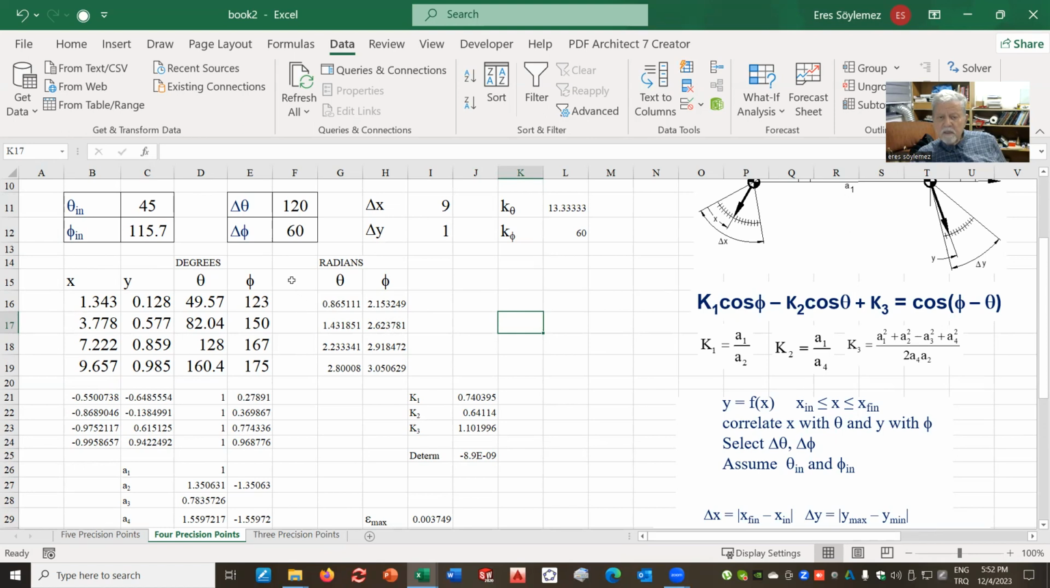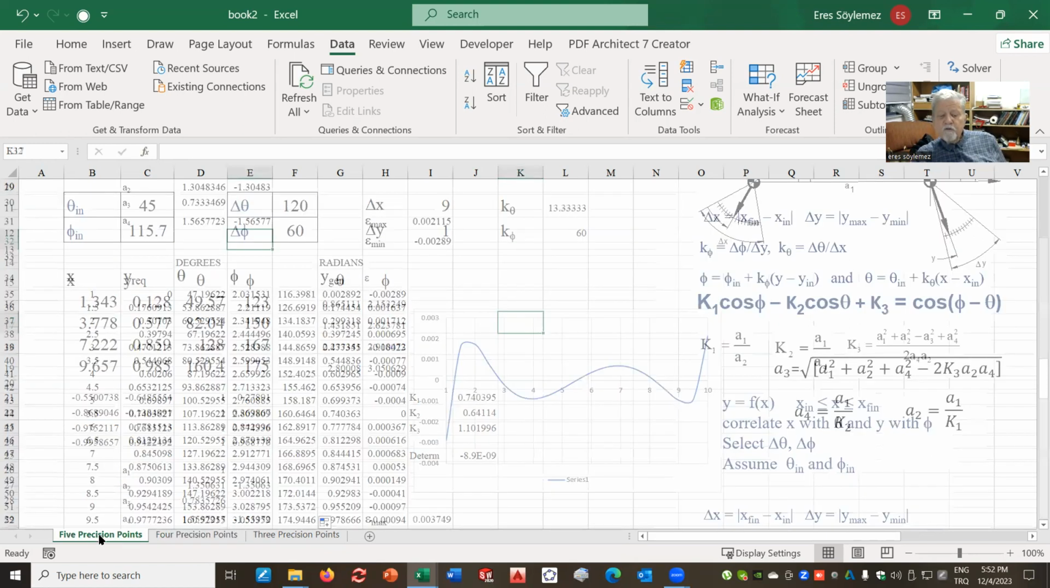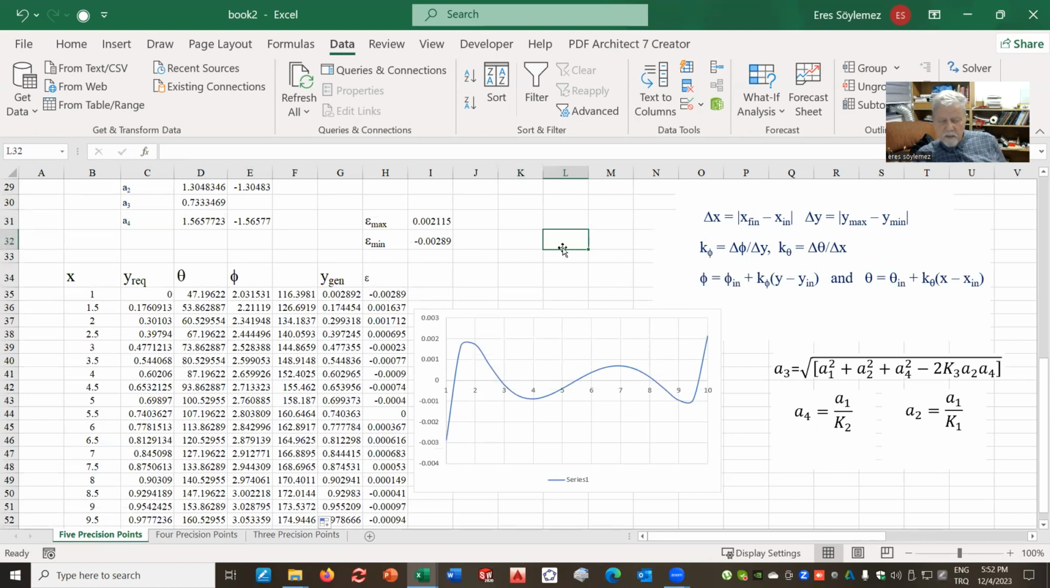And by the way, in case of 4 precision points, you will end up with 2 possible values for K1, K2, K3. If it exists, there are 2 solutions. Both of them can be imaginary, no solution. But if there's a solution, you are going to have 2 solutions. This is not a unique solution. You will end up with another solution if you start with a different initial condition. For 5 precision points, it turns out that you are going to have 3 solutions for K1, K2, K3.